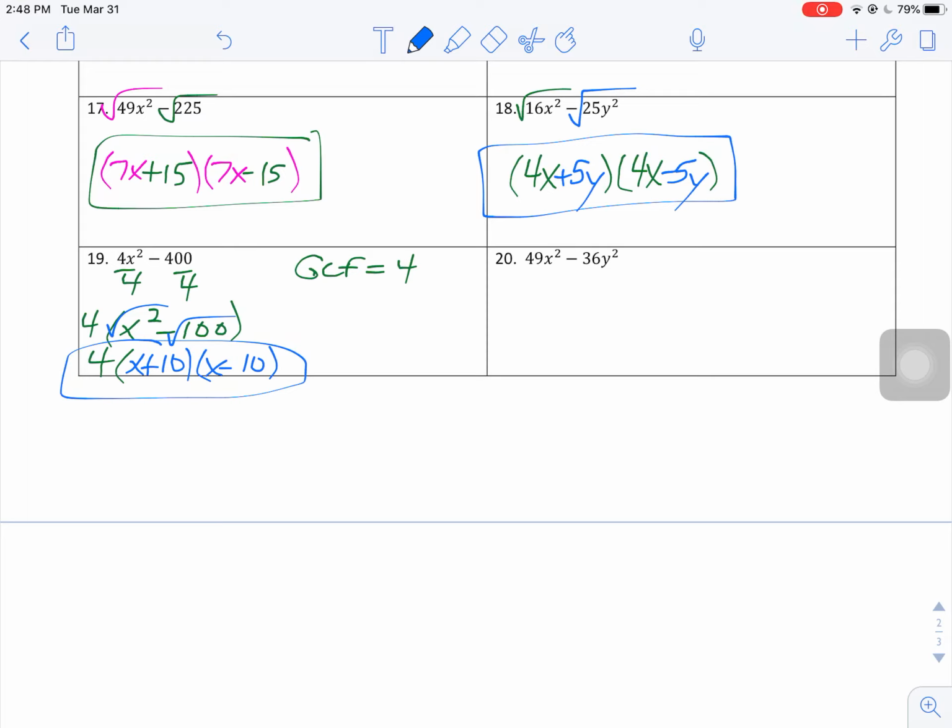And then last but not least, on 20, is there a GCF other than 1? No. Are you subtracting two perfect squares? Yes. So you're going to square root the first term. So square root of 49 is 7, square root of x squared is x. And then in the back, square root of 36 is 6, square root of y squared is y. Make one positive, make one negative, done.